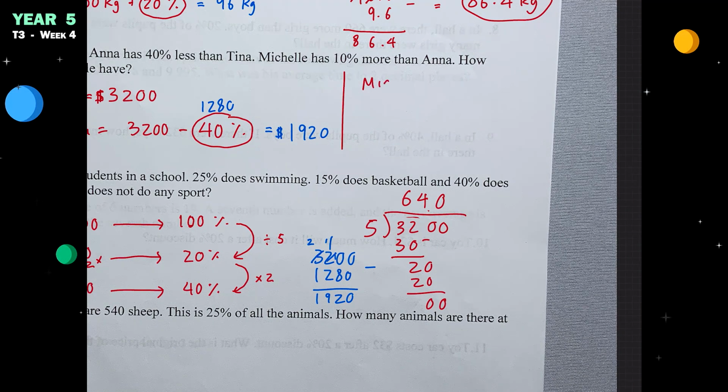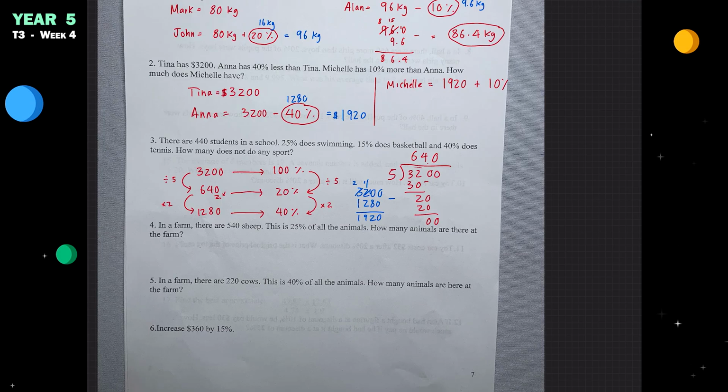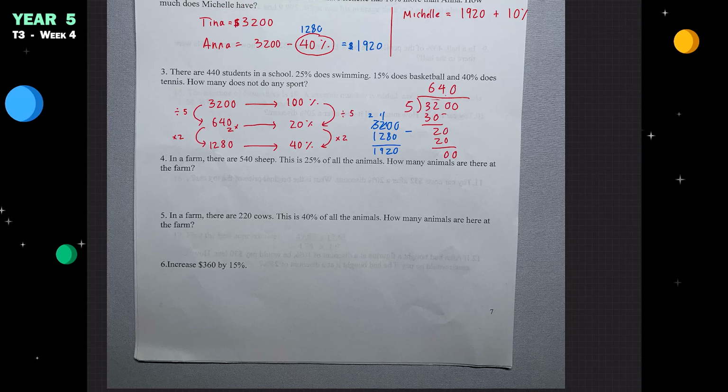Now Michelle has 10% more than Anna. So Michelle has whatever Anna has, which is 1,920, and we're going to plus another 10% because she has 10% more. This 10% is connected to this one. It's referring to that one. So we have to use that number, not the 3,200. So 1,920, that's our 100% now. And we want to get to 10%. That's easy. We can go in one fair step, and that is just divide by 10.